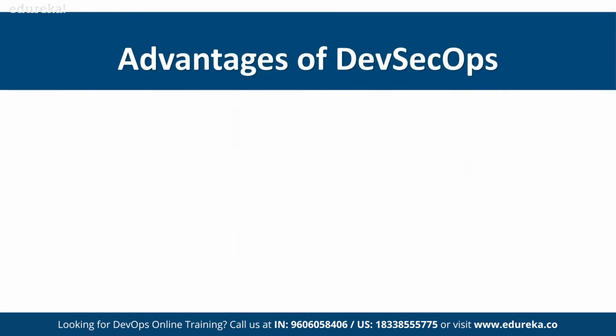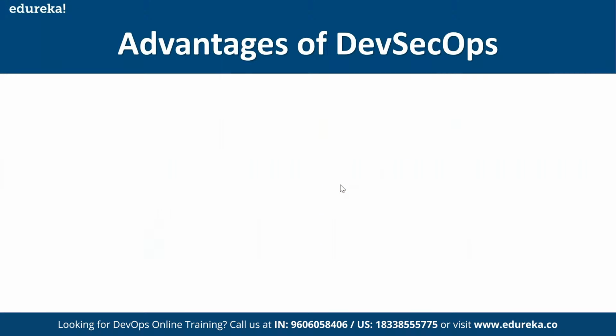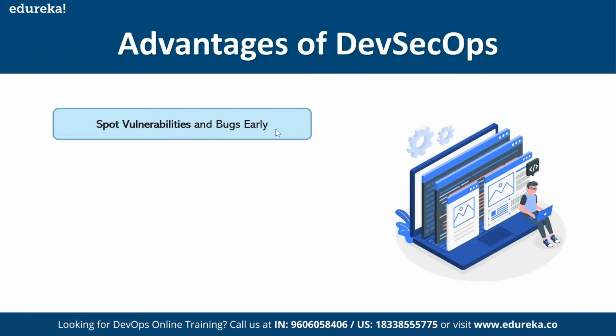Now, advantages of DevSecOps. Guys, a few of the advantages are listed. Spot vulnerabilities and bugs early. Which kind of testing helps us spot vulnerabilities on time, at the early stage of the SDLC life cycle? What type of analysis will help us spot vulnerabilities at an early stage? I read through one slide and it mentioned SAST, right? SAST. DAST is for the later stage of the life cycle.